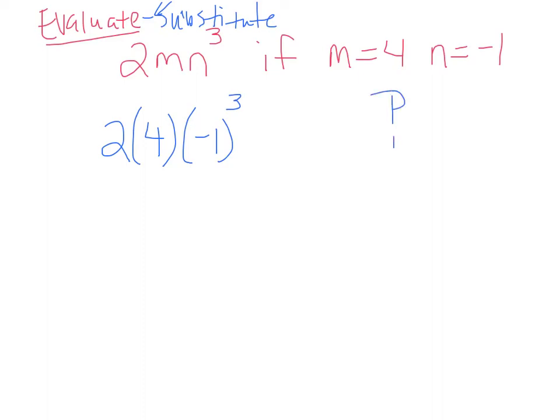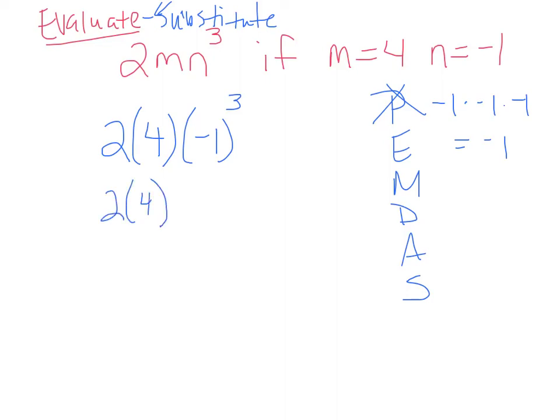So remember, it's parentheses, exponents, multiplication, division, addition, and subtraction. All right, so parentheses. There's nothing inside the parentheses, so I'm going to go to my exponents. So I'm going to take negative 1 to the third power. Now remember, the third power means you're going to take negative 1 3 times. So I have negative 1 times negative 1 times negative 1, which is negative 1. So I'm going to rewrite them. So I have 2 times 4, and negative 1 to the third power is negative 1.